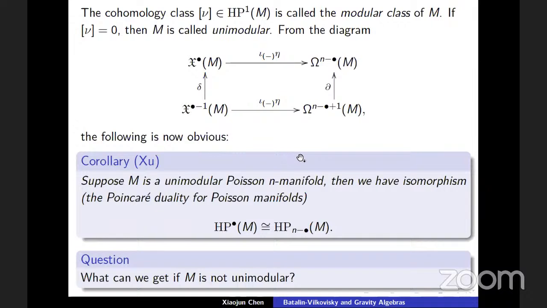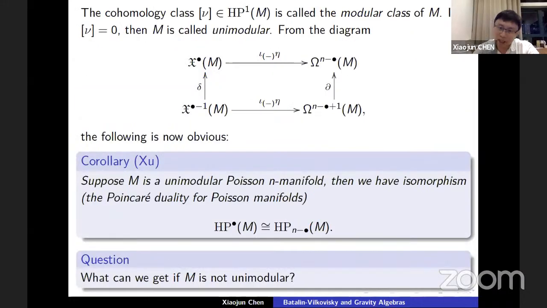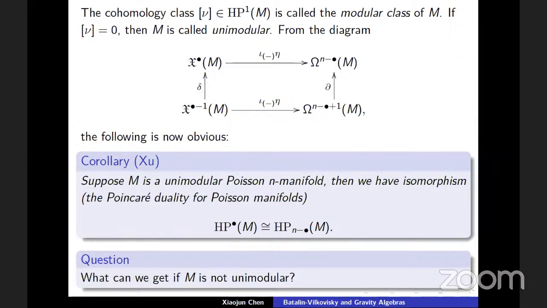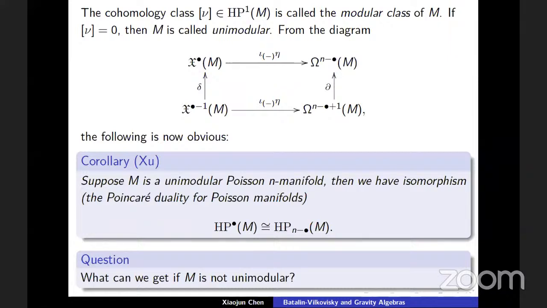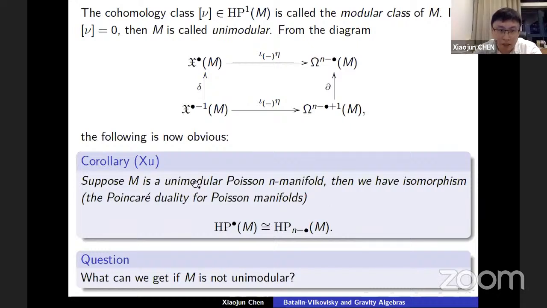Sorry, may I ask, could you recall what Poisson homology is again? Oh, Poisson homology. I'll go over this very soon. Basically, you take the Lie derivative of the differential forms with respect to the Poisson bivector. Okay. So this is the case where M is unimodular.